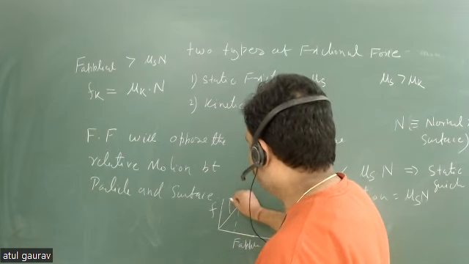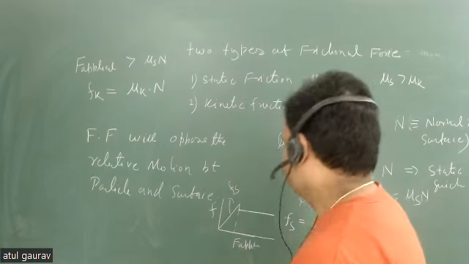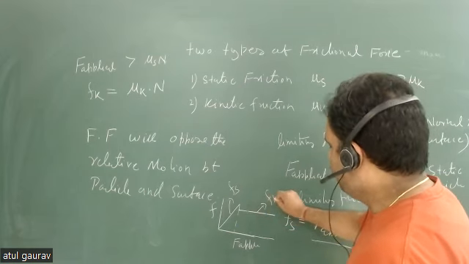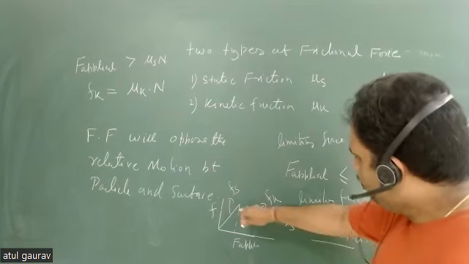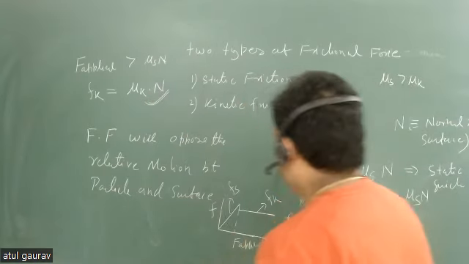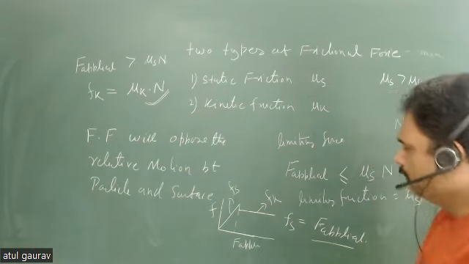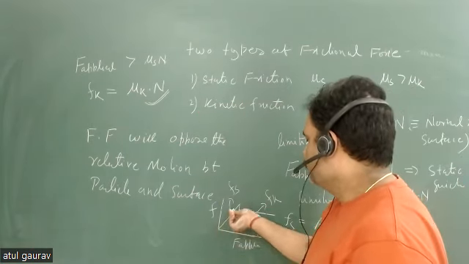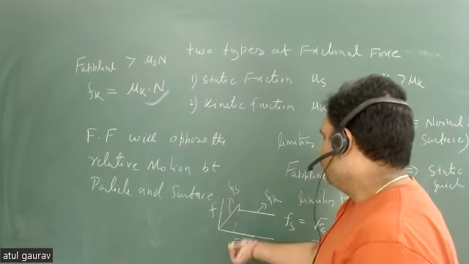This region is what? Fs. And what about this region? Is Fk. Okay, so Fk is always constant. This is your constant value. Normal force will always be the same. Mu k is always the same. But here you can see the frictional force is increasing as you are increasing the applied F.